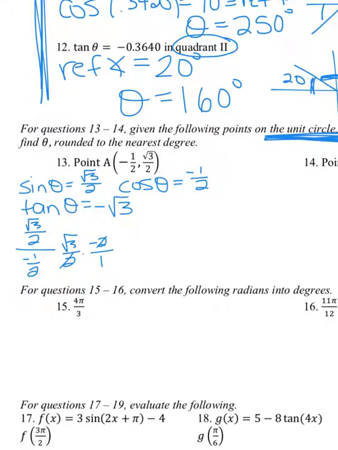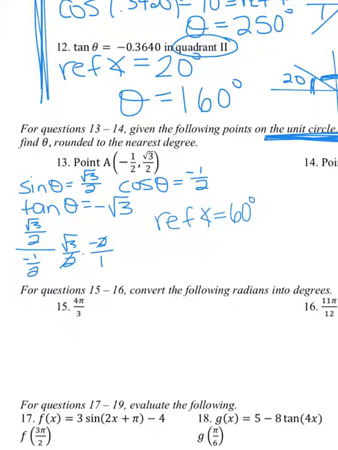So if I type in second sine of the square root of 3 divided by 2, I get that my reference angle is equal to 60 degrees, which you probably should know from that special angle chart. The sine of 60 is the square root of 3 over 2. The cosine of 60 is 1 over 2, and then the tangent of 60 is the square root of 3.